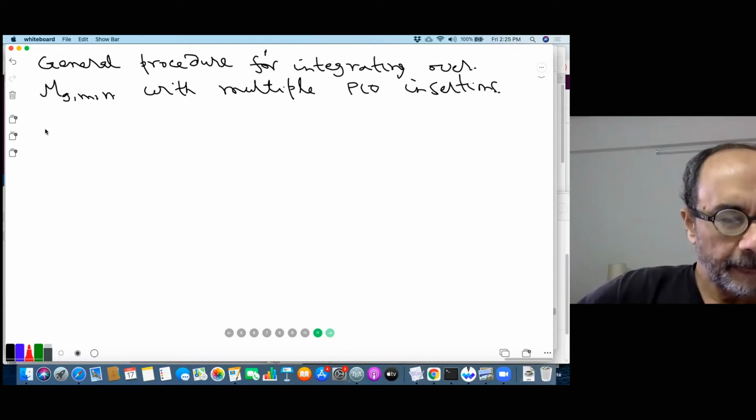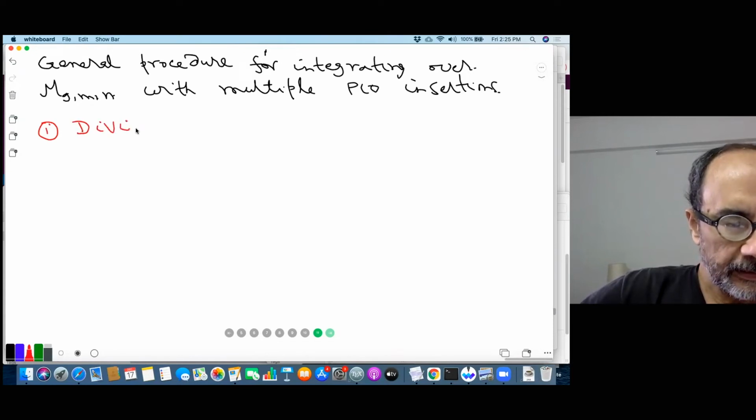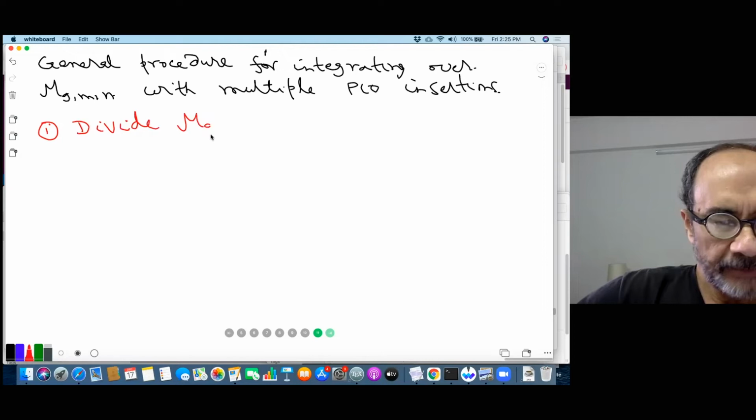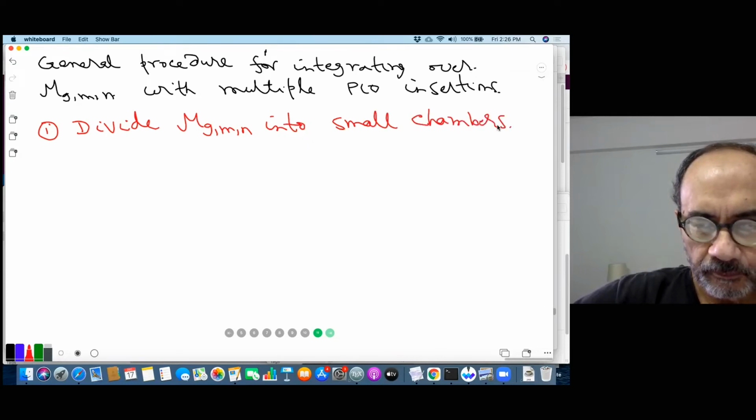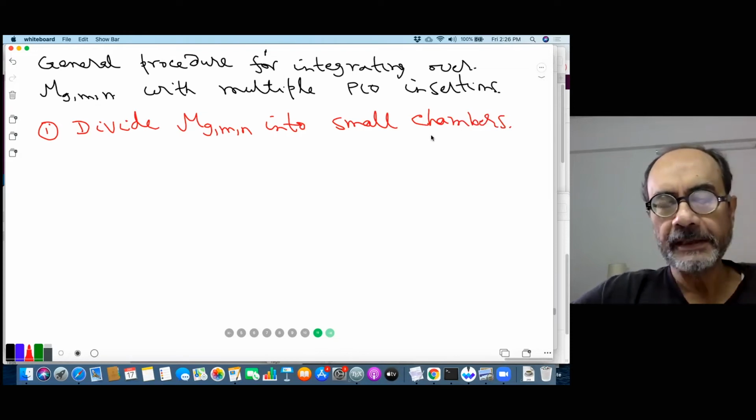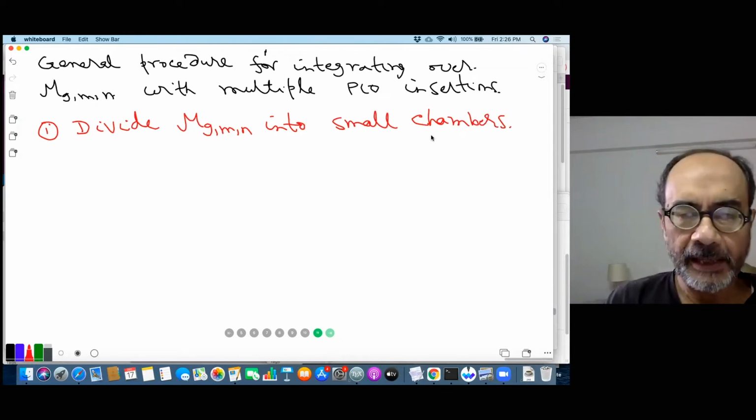So the first step is to divide MGMN into small chambers, so that the union of those chambers becomes the total MGMN.